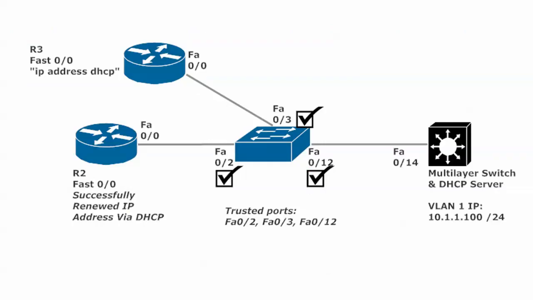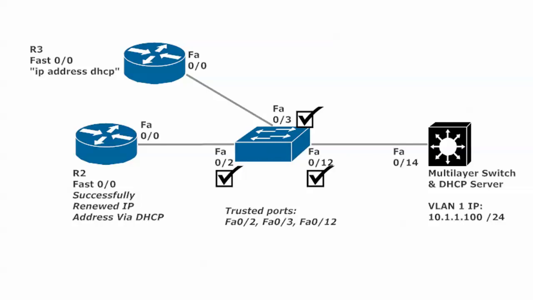Now, to see this in action, our first lab involves the lab we built during our DHCP snooping lab, and I just want to give you a quick review on that. Routers 2 and 3. Router 2 renewed its IP address via DHCP successfully in that lab. Router 3 was configured with IP address DHCP. It acquired an address for the first time successfully, and we know our trusted ports, trusted by DHCP snooping, are ports 2, 3, and 12. So that's what we have, and that's actually what I have up and running right now.